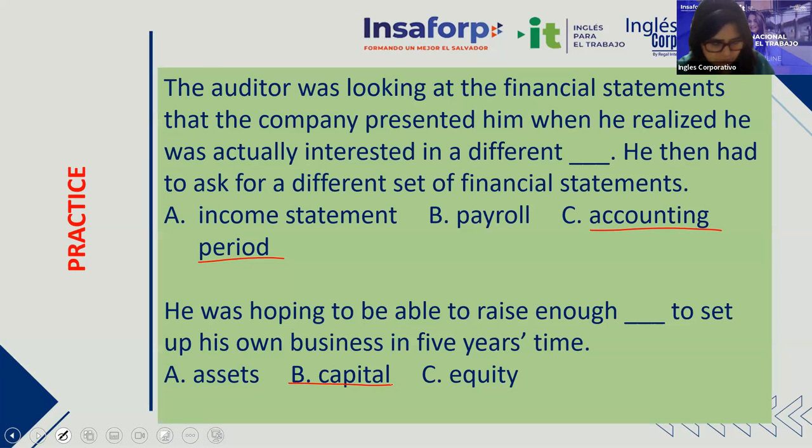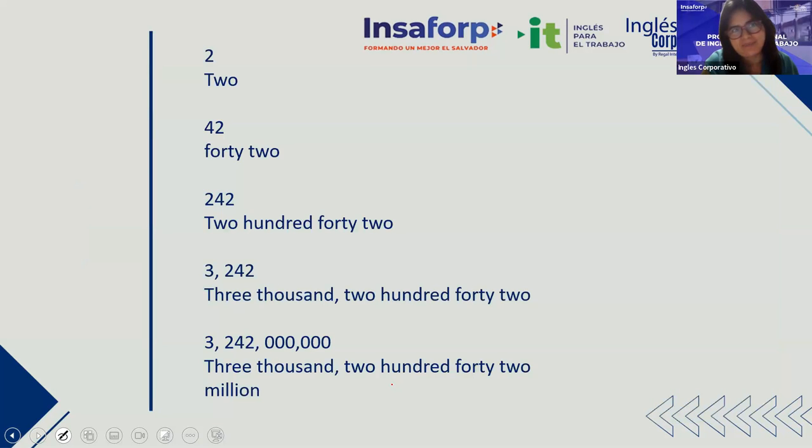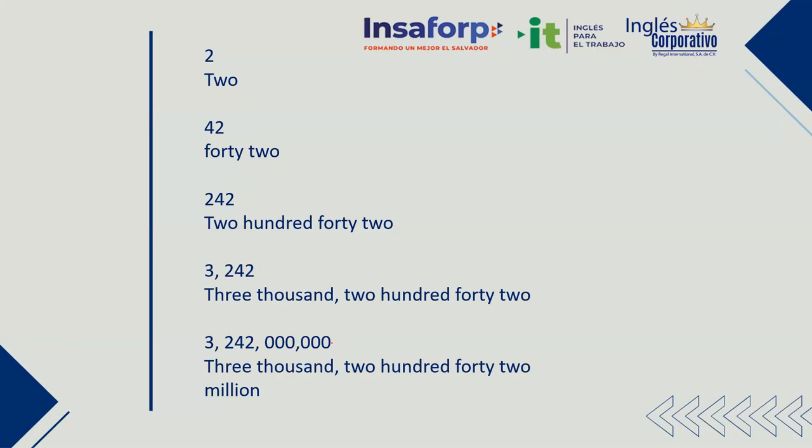Okay. Well, that was all related to vocabulary. Now, let's talk about numbers, right? Because in the next document, you will need this vocabulary and you will also need numbers. Pay attention to how we read numbers in English, right? So you have 3,242 million. If we have only three zeros, that will be 3,242,000. But as we have three more, this is million.